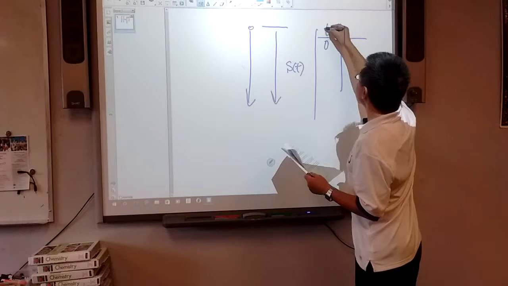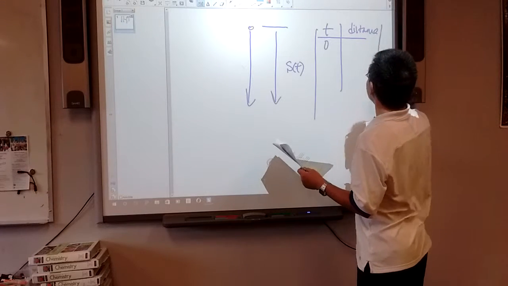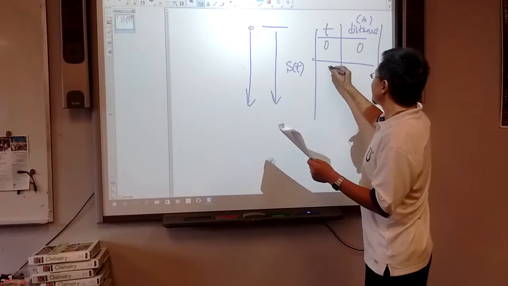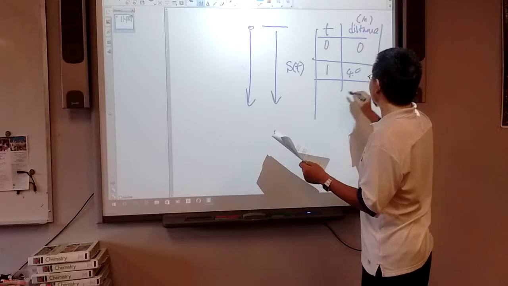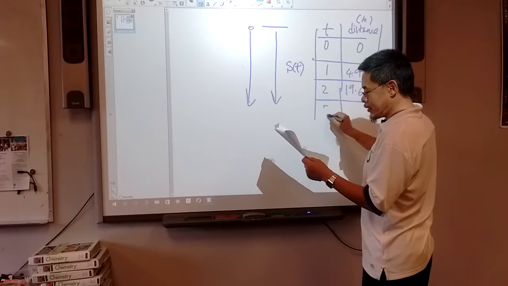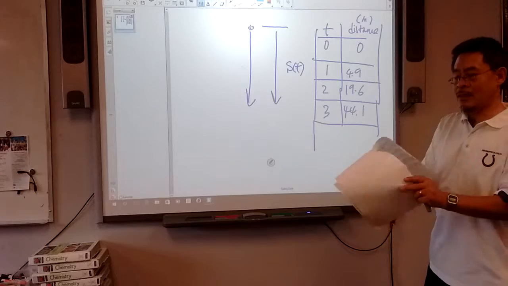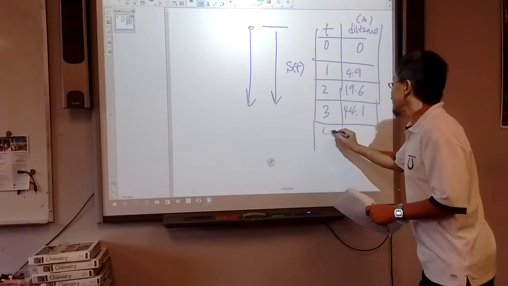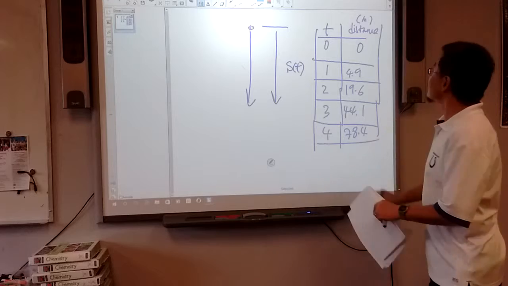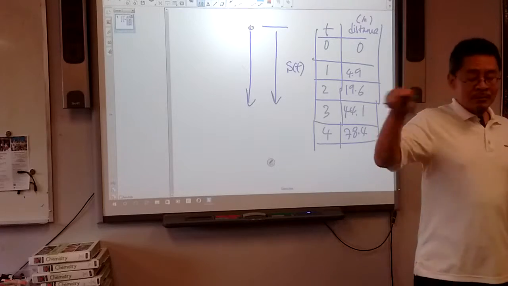Zero. This is the time. This is the distance. Time 0 gets 0 meters. This is in meters. And 1 second gets 4.9. And 2 seconds, 19.6. 3 seconds, 44.1. Now we're going to find, let's say we do 5 data points. Right?